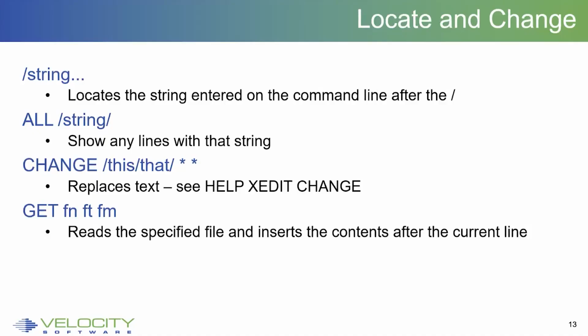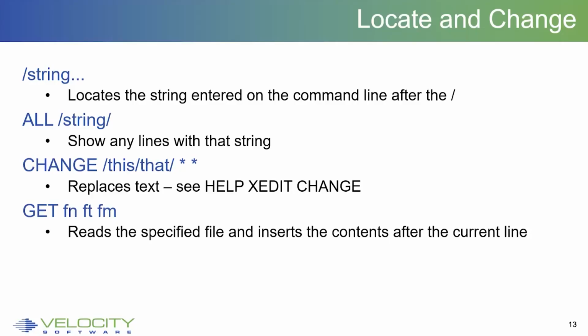Now locating things in XEdit. The simplest form is a slash and then the string you're looking for. That'll locate the string that you entered within that file. You can also use the all command. All and then some character delimiter, the string that you're looking for, and then the ending character delimiter. So it'll look for and show you any lines with only that string.